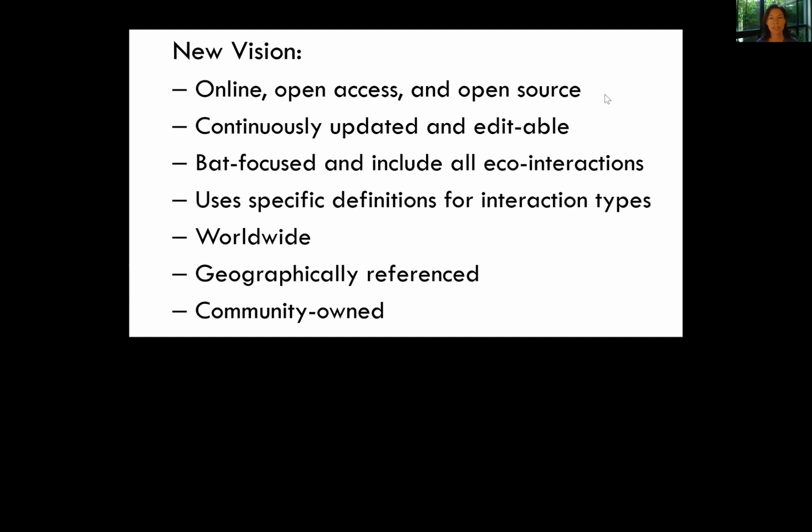And so that we could, as a community, we're working on it. And obviously we wanted to keep it bat focused, but maybe not just bat-plant interactions, but interactions with other organisms. So all types of what we call eco interactions, which I'll discuss here in a moment. And in order to do that, we decided we needed to have very specific definitions of these interaction types.